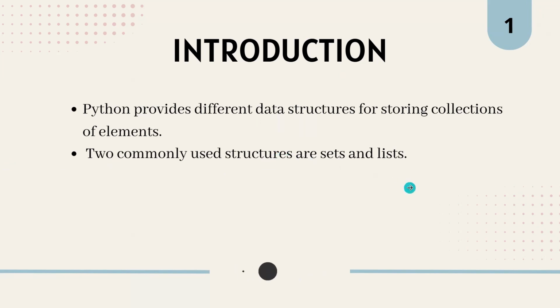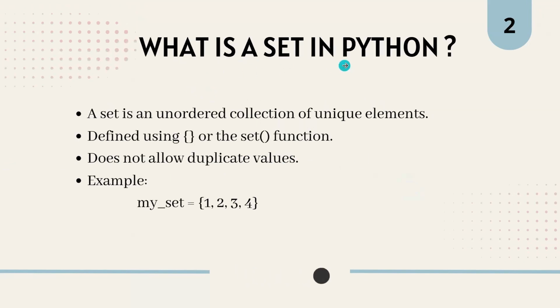Next one. What is a set in Python? A set is an unordered collection of unique elements. So it has unique elements and is an unordered collection. We use curly braces, and we can also use the set function to define a set. It does not allow duplicate values, and here is an example. So this is the set.